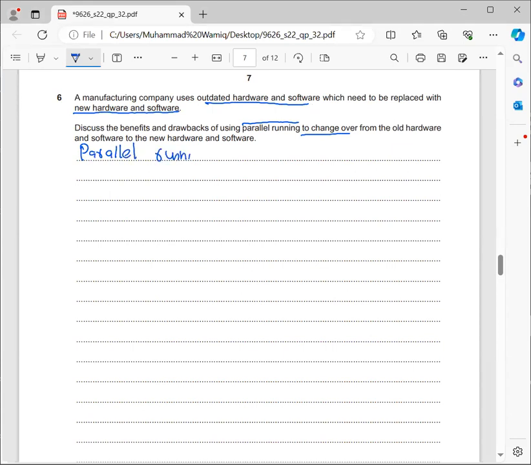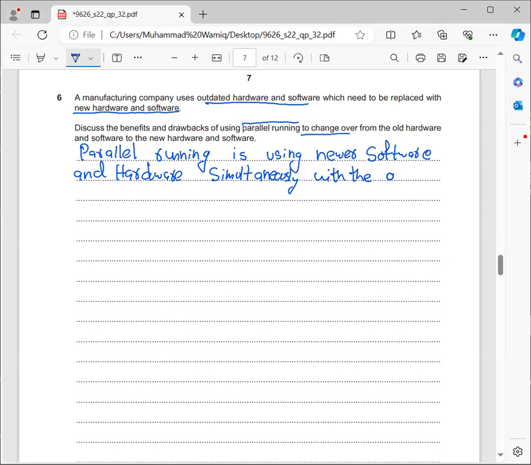Parallel running is using newer software and hardware simultaneously with the older ones. That means they are parallel running. This is going to give you the first mark.